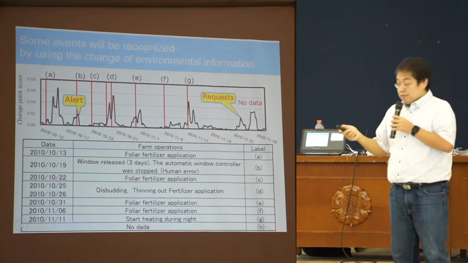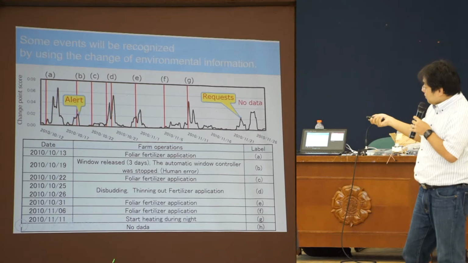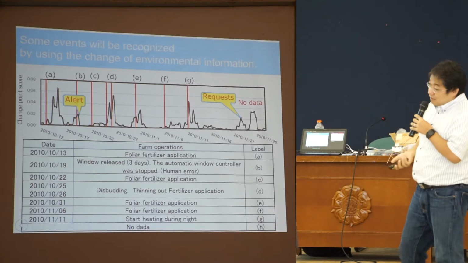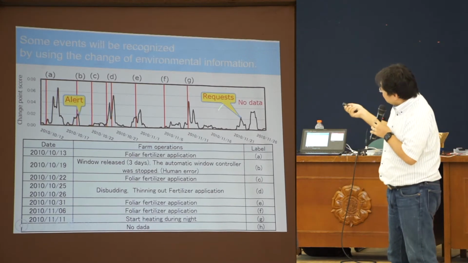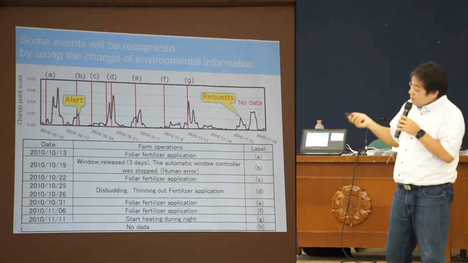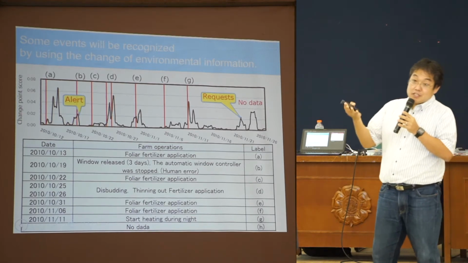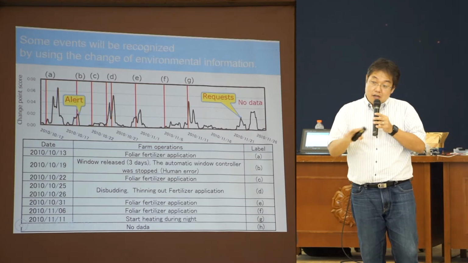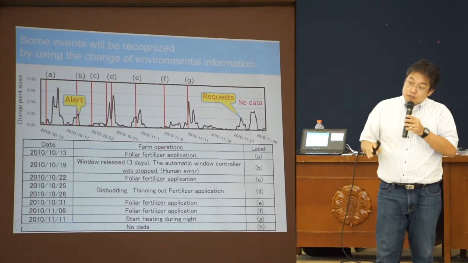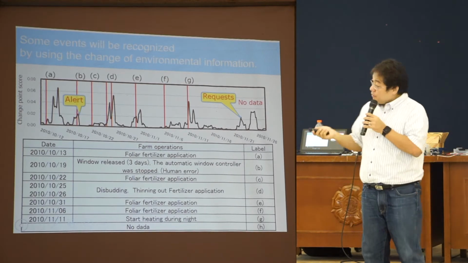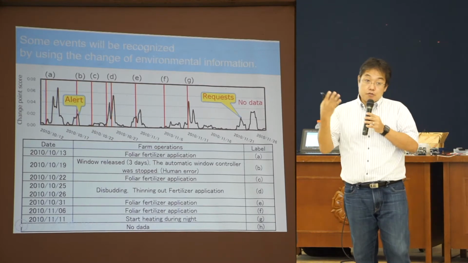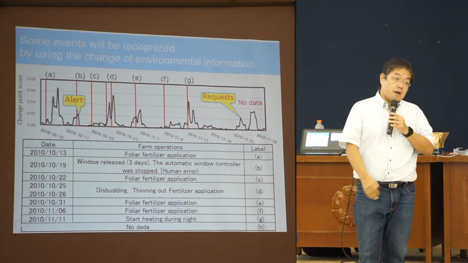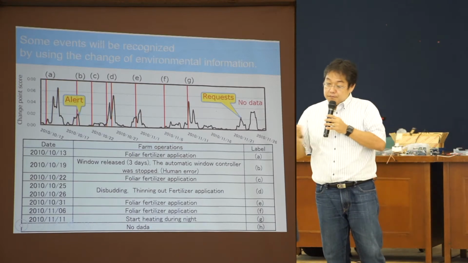But this part has no data, but a change point occurs. This point is very important. For example, the soil microorganism condition changed, for example. So we have to catch such kind of information to manage the field.